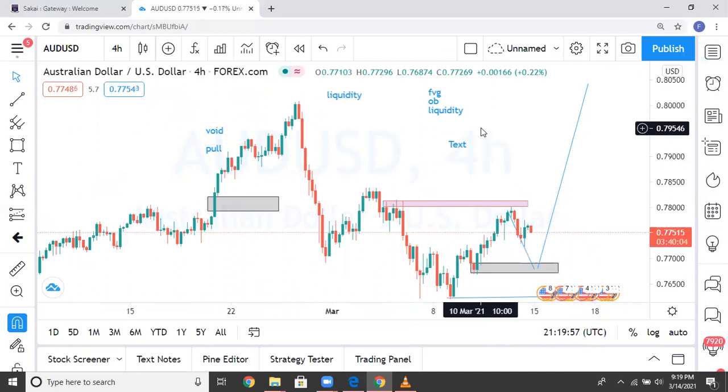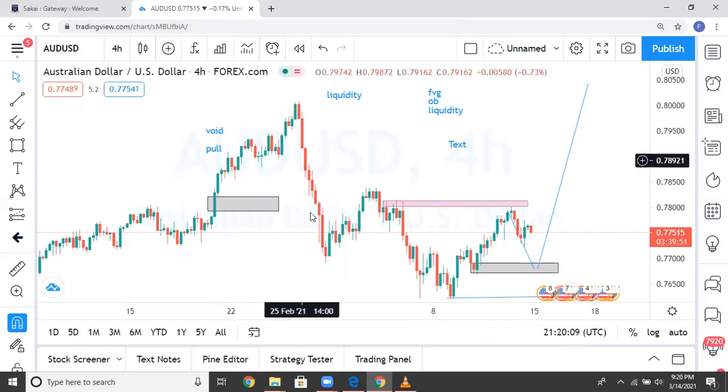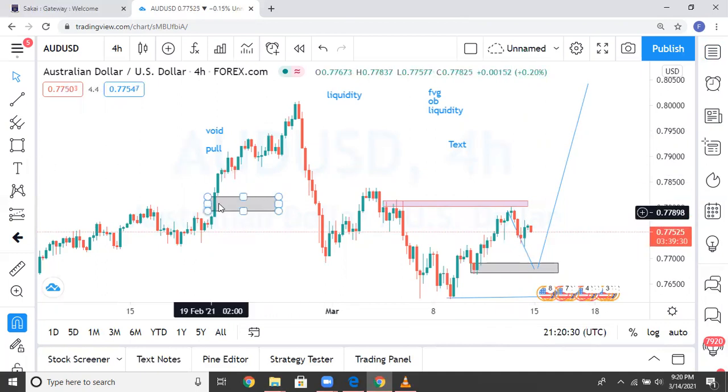The next thing is to make sure that your order block has captured liquidity. Let's use this one as an example. This is a liquidity, but this liquidity has not been captured by any order block because there is no buy candle in between. Let's see here. Let me use this one.